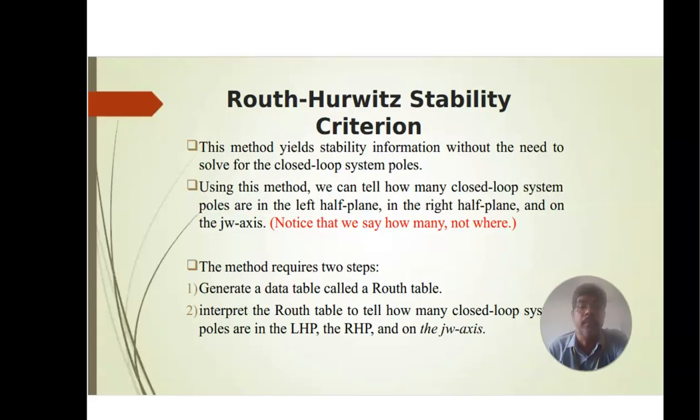The main limitation of this Routh stability criterion is that we cannot find the exact location of the poles. We can show only how many poles are located on the right half of the S plane, how many on the left half of the S plane, and on the imaginary axis.